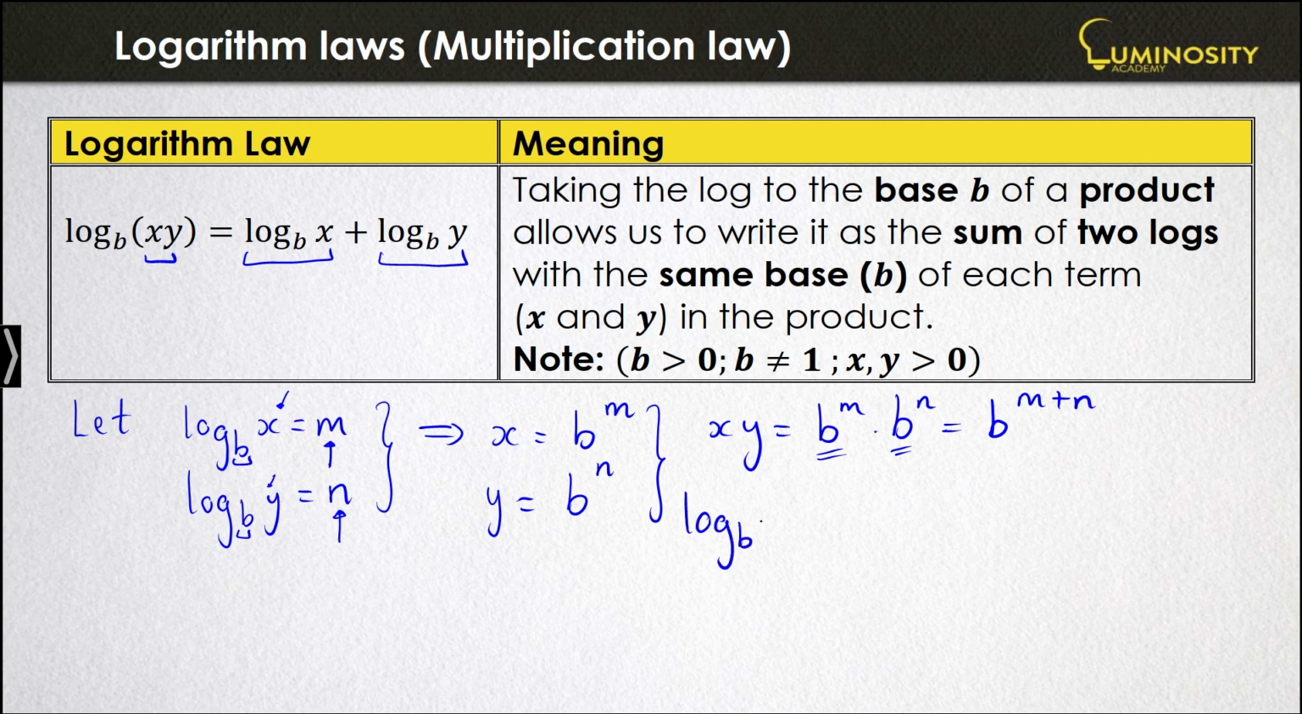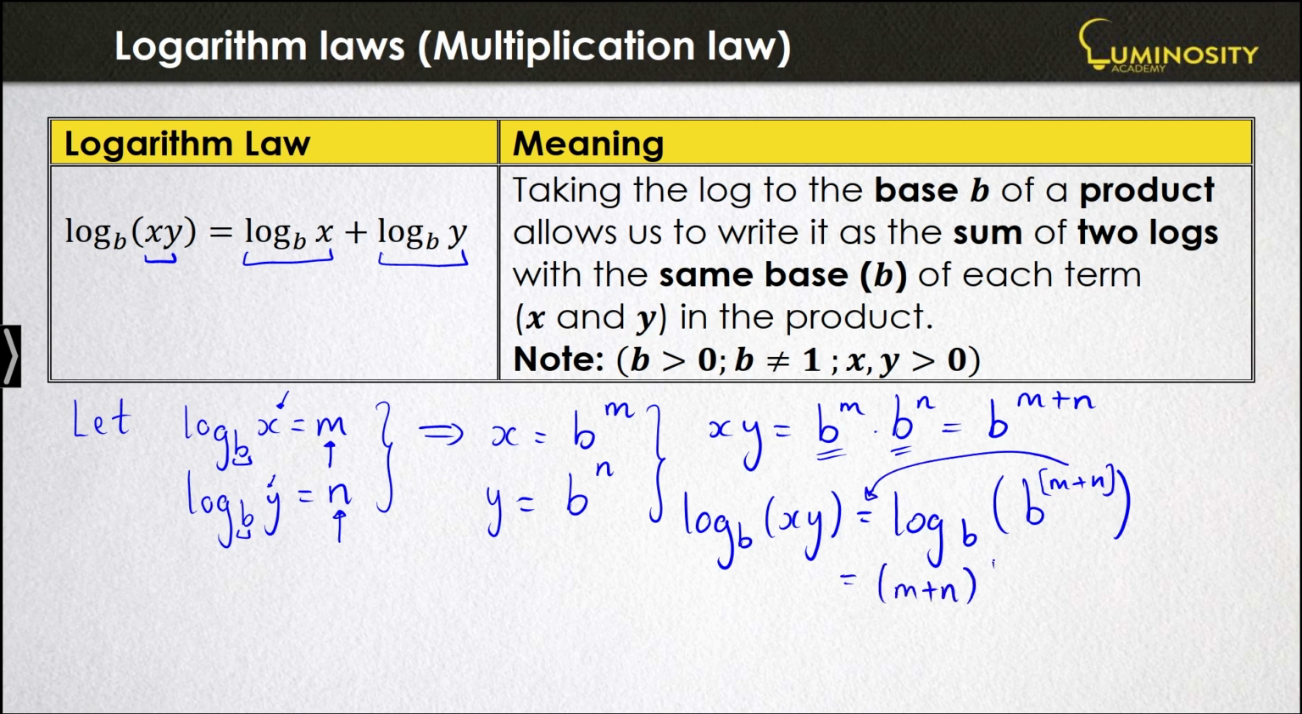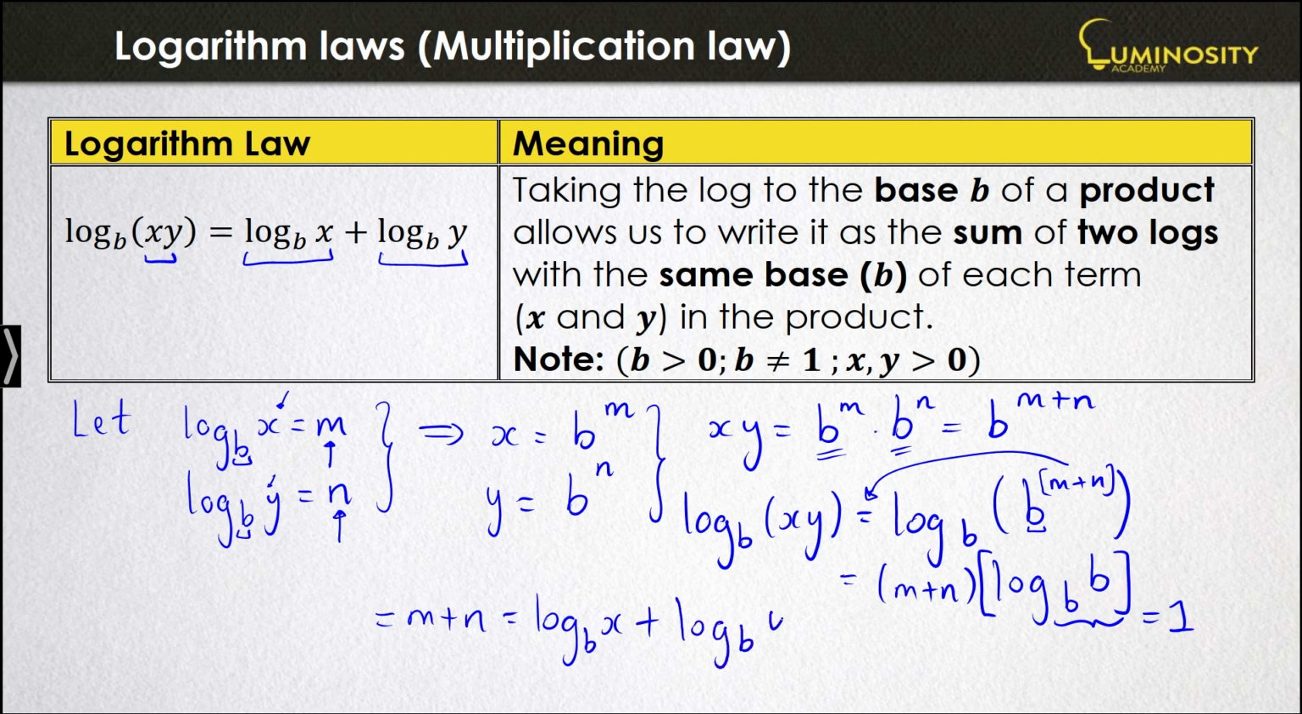Now if I take the log base b on both sides of xy, that is the log base b of b to the m plus n. But I can use the power rule and take this entire power down. That equals m plus n times log base b of b. Now from the identity law, we know that this is equal to 1. So you're just left with m plus n. But m was log base b of x, and n was log base b of y. And that proves the multiplication law.